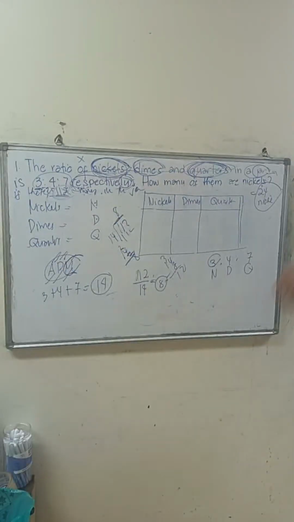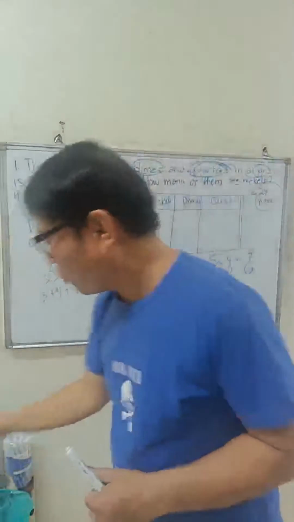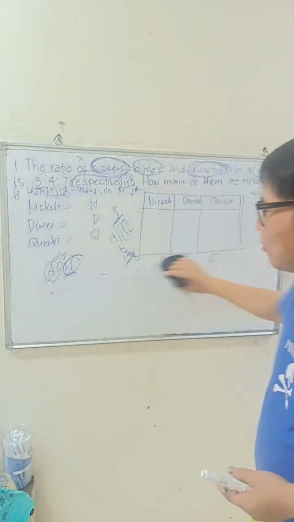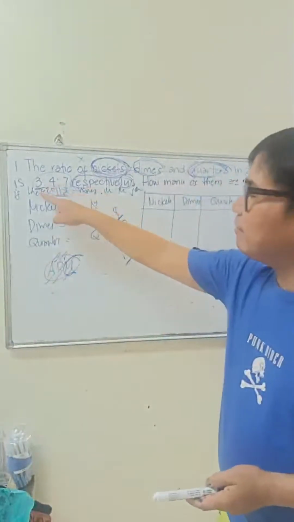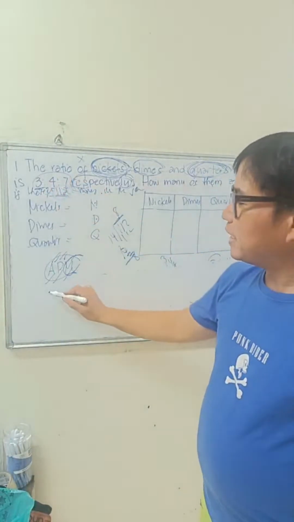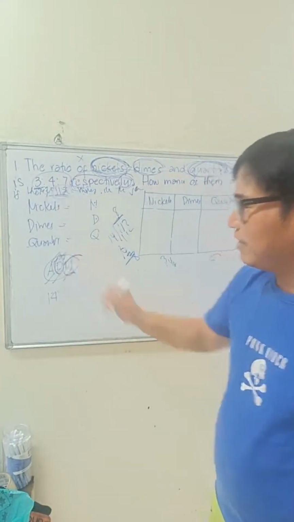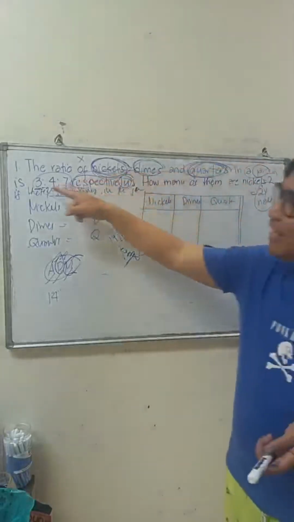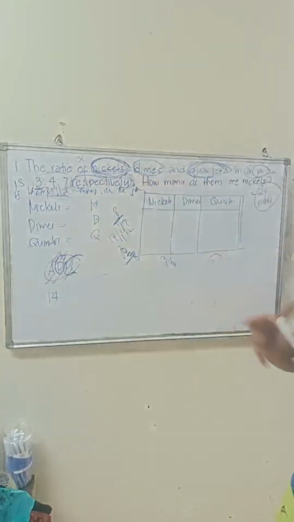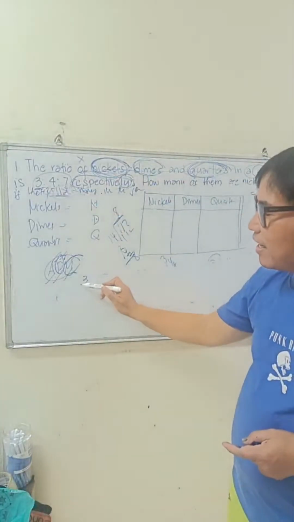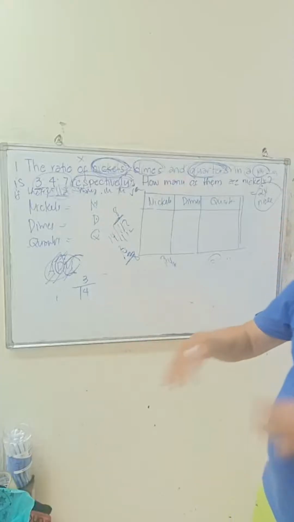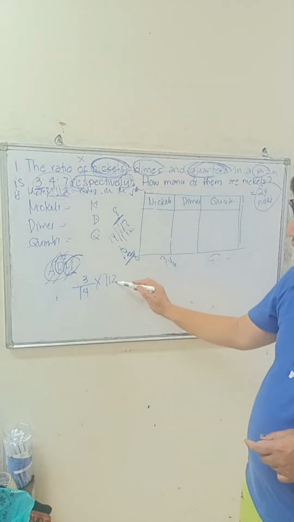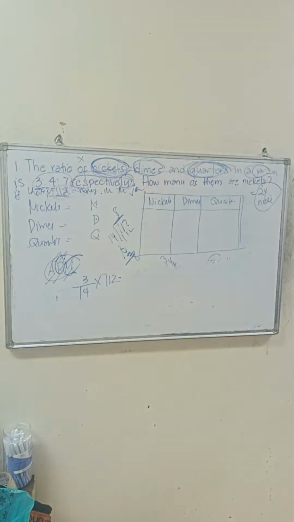Another strategy, method 2. It is still the ADM technique. How to do it? Add again, 3 plus 4 plus 7, that is 14. Now, division. Since you know already that the nickel here is 3, you will say 3 out of 14, which is the total. Then multiply that with 112. It would have the same answer, 24.